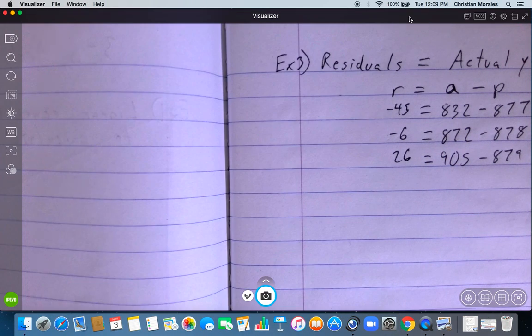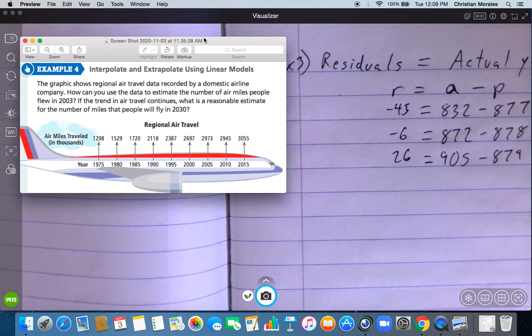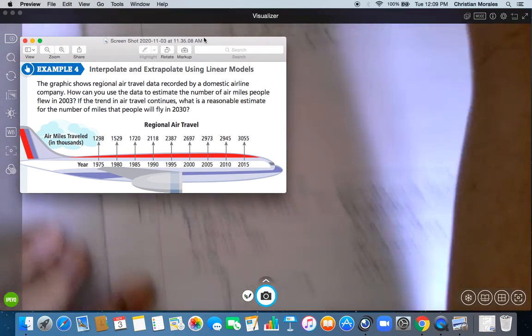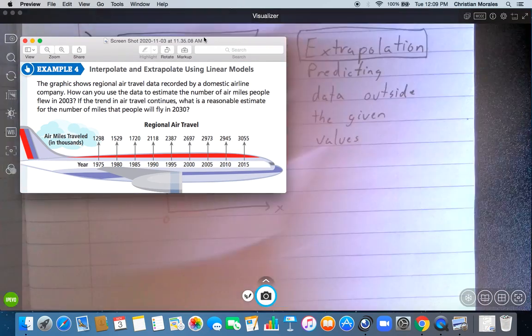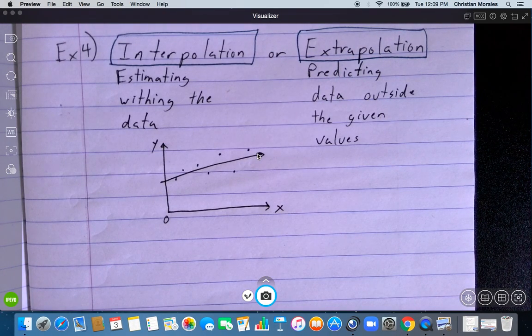I don't believe we have to do anything else for that. I think we're good. Let me just make sure I'm not missing anything. Okay, so let's go to example number 4. So before we do this question, you need to copy this down. Let me put this back over here. Interpolation and extrapolation. So interpolation is when you're estimating within the data. Extrapolation is when you're predicting data outside the given values.